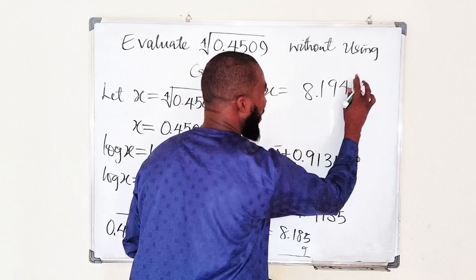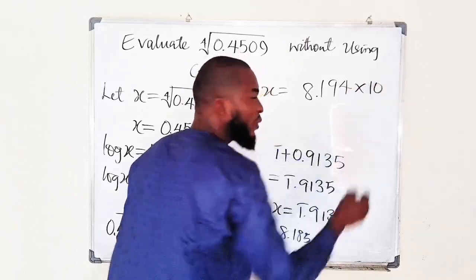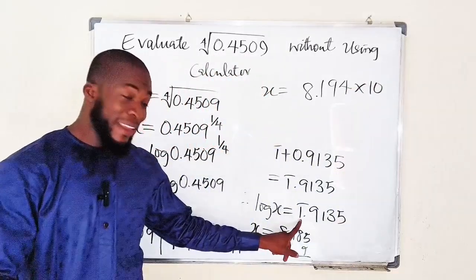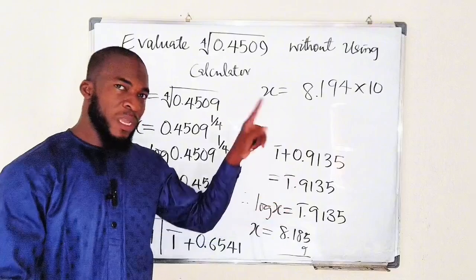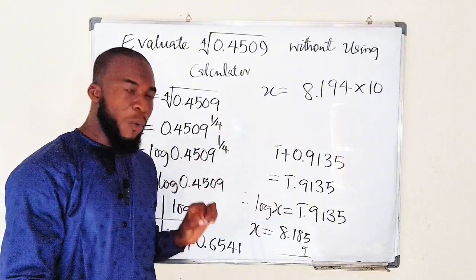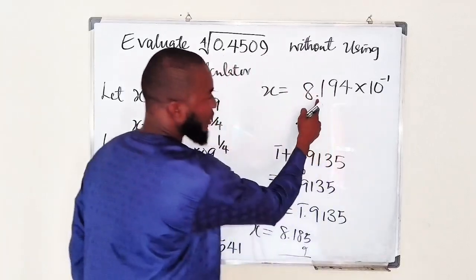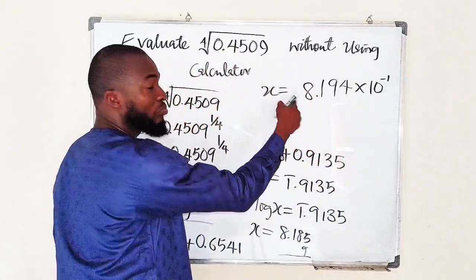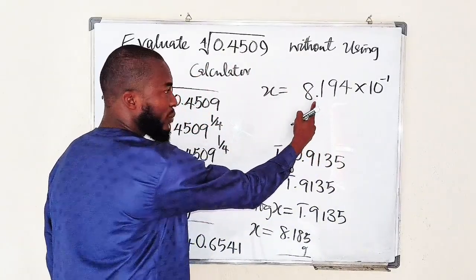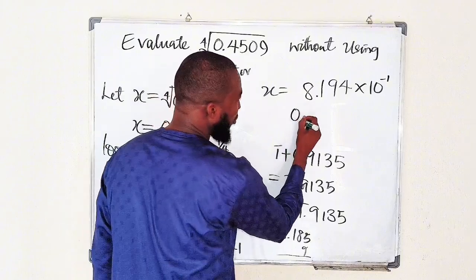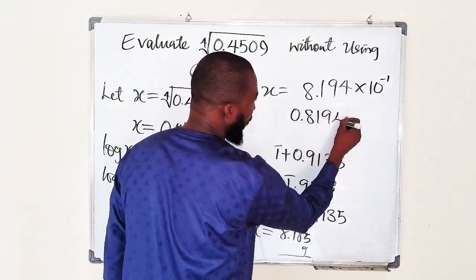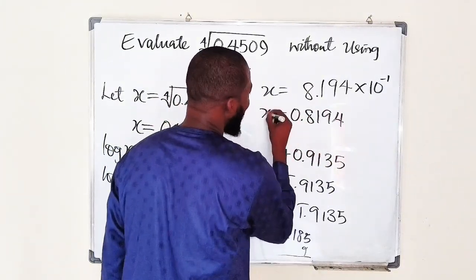Then times 10 raised to the power of negative 1. If this number is by 2, negative 2. If it is positive number 1, raised to the power of 1. So raised to the power of negative 1, which is going to transform this negative sign, which is going to shift this decimal point backward once. So you have 0.8194 as the value of x.